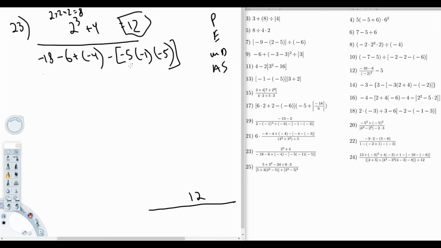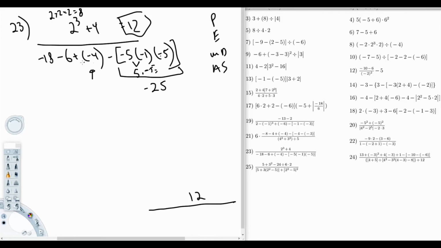So now we have parentheses here, a meaningless one here. Do we have any exponents? Nope. Do we have any multiplications? Inside the parentheses, let me take a look at it carefully. Minus 5 times minus 1 equals 5, and 5 times negative 5 equals negative 25.